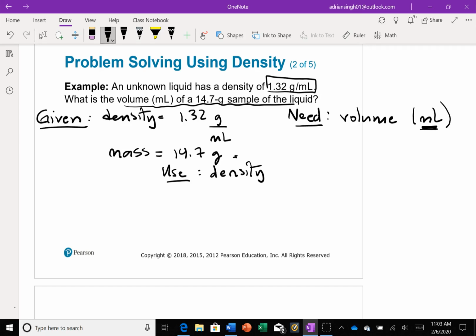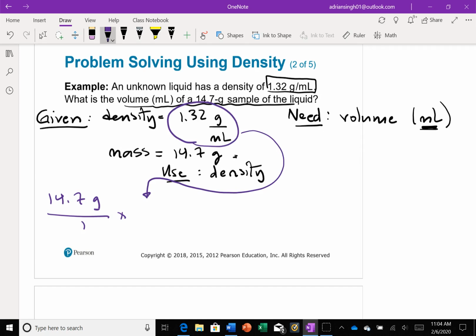So we start with what's provided. We have our 14.7 grams. And now we can take our density over here and insert it as a conversion factor, again using our units as a guide, right?